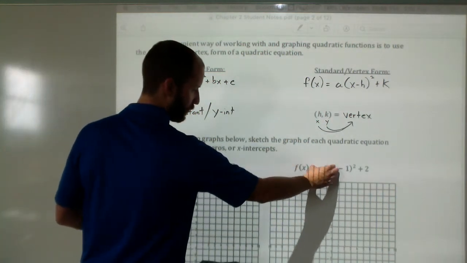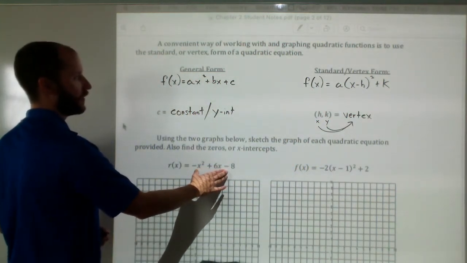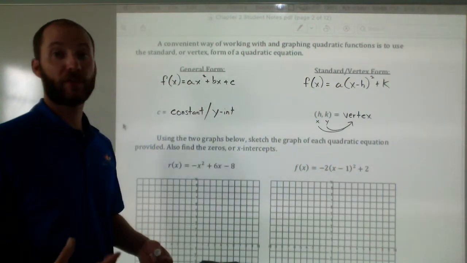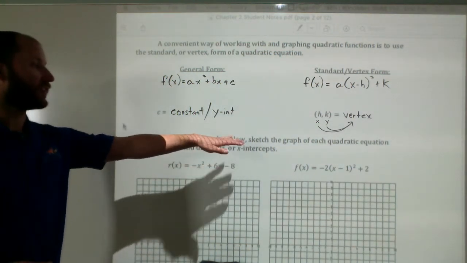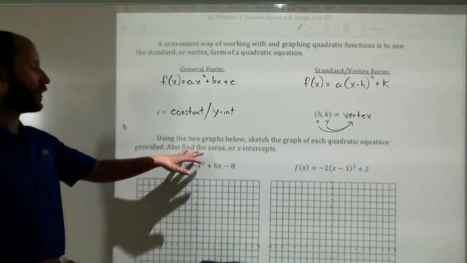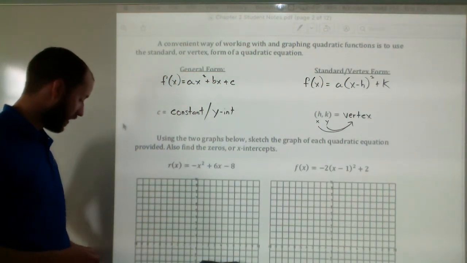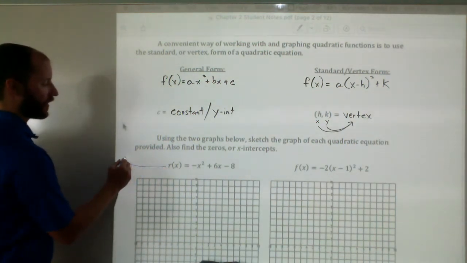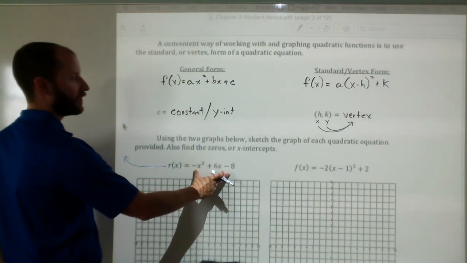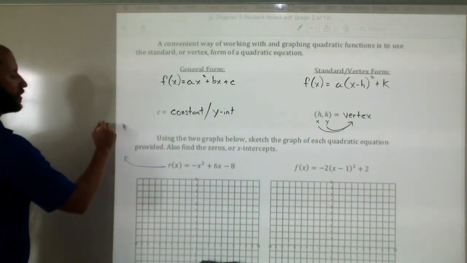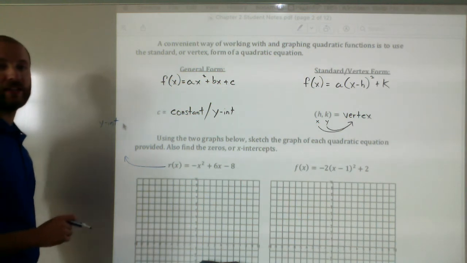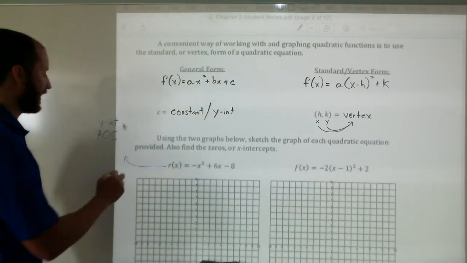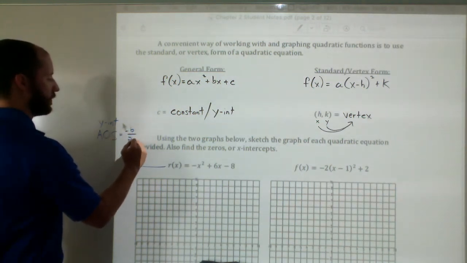So looking down here at these two problems, okay, here's one that's in standard or general form, and here's one that is in standard or vertex form. Now, I want you to sketch a graph of each quadratic equation provided, also find the zeros or the x-intercepts. So depending on the equation they give you, you kind of start in a different spot. So for r of x, this is general form. So we know the y-intercept, okay? We can pretty easily find the axis of symmetry, negative b over 2a.